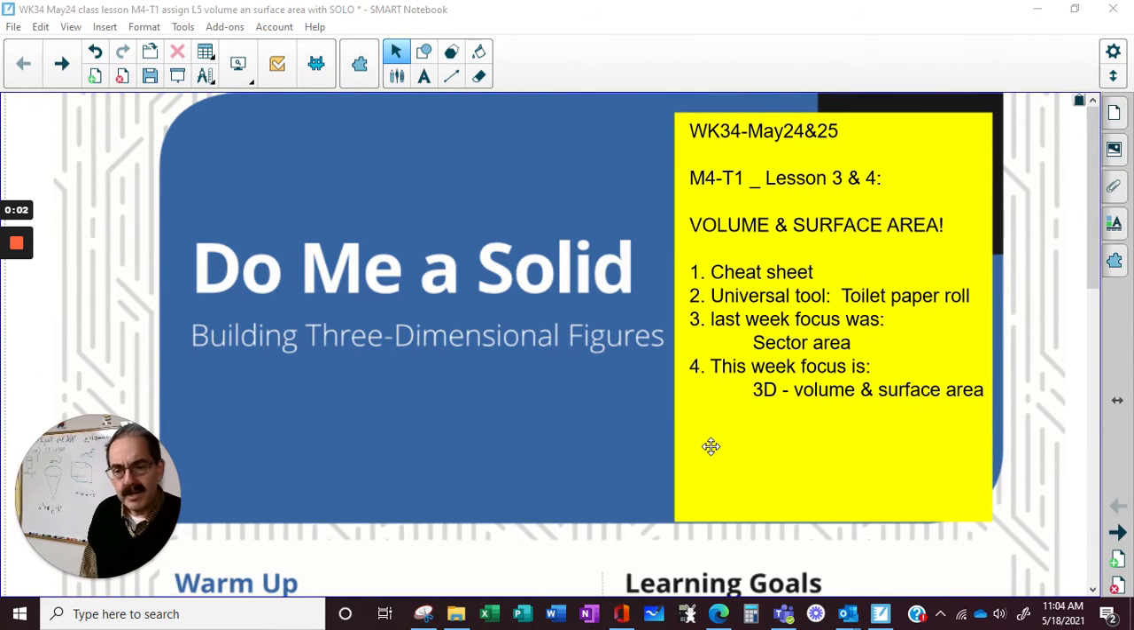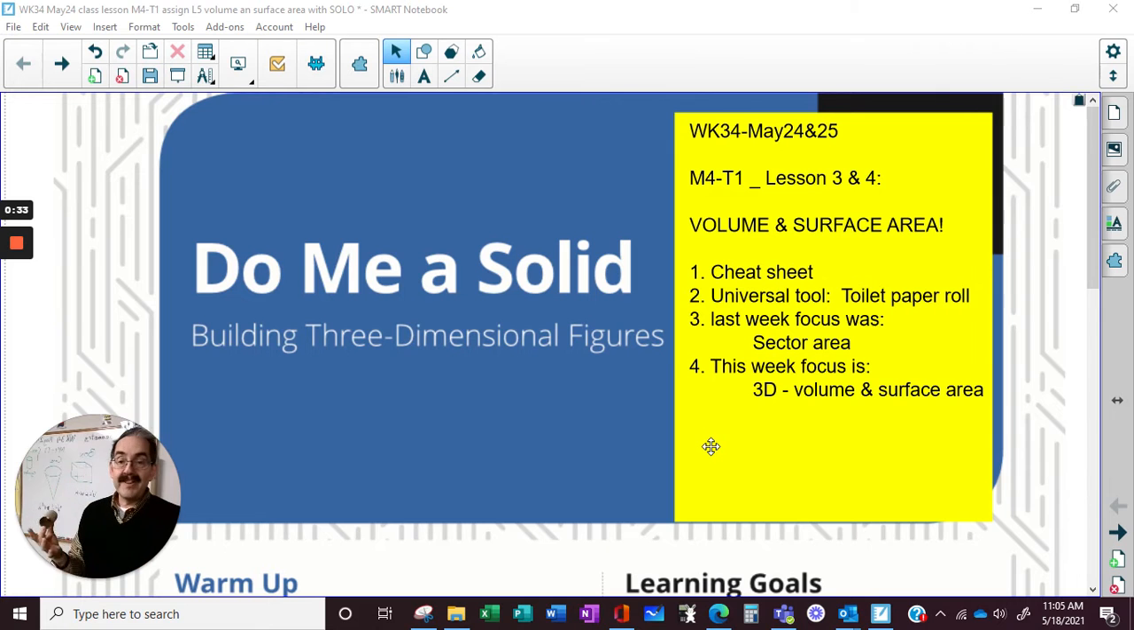Welcome back. Monty here, and we are about to use the universal tool for this topic, the toilet paper roll, again. So the last couple of weeks we worried about circumference, then we worried about arc length, then we worried about sector area, leading us into the area of the bottom and the top is pi r squared.